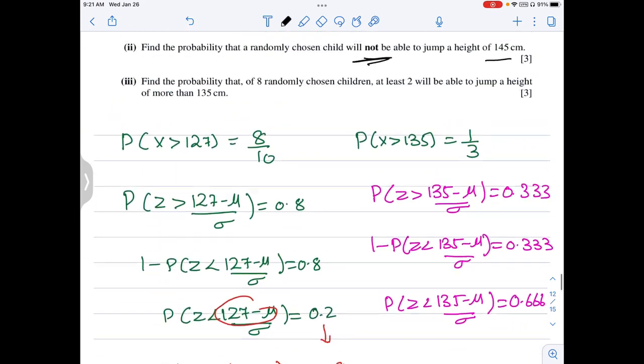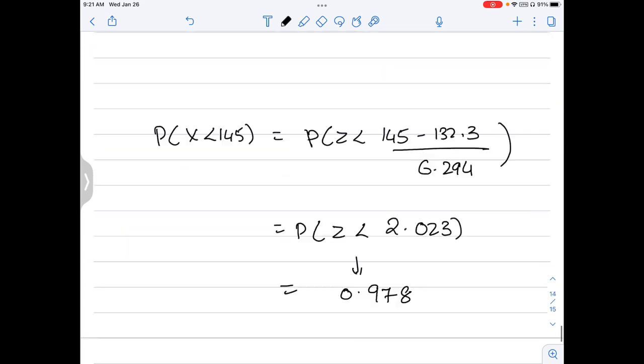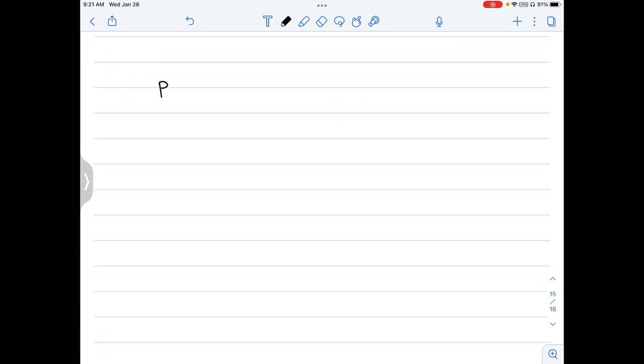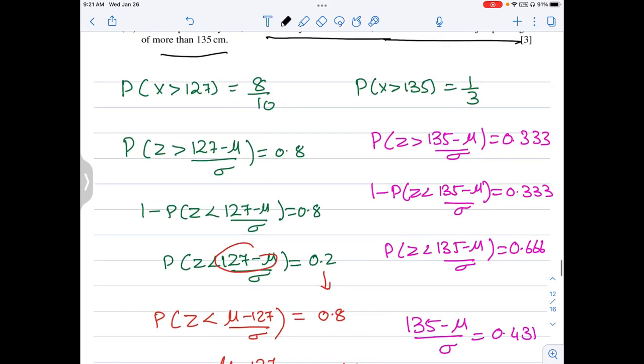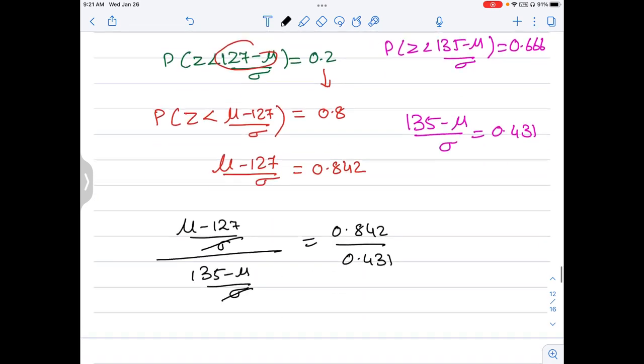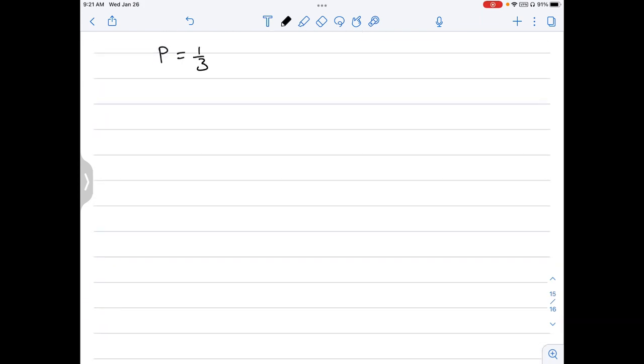And finally, find the probability that of 8 randomly chosen children, at least 2 will be able to jump a height more than 135. So my success here is the probability of greater than 135. Here we have seen greater than 135 is 1/3. So success is 1/3, so failure will be 2/3, with n equal to 8.